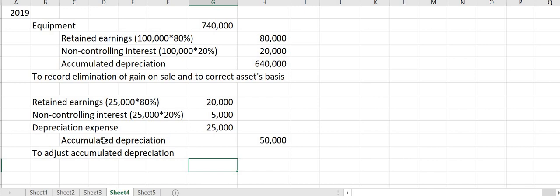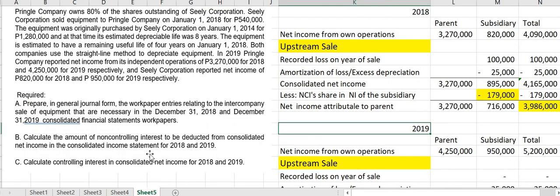Then, we'll debit depreciation expense for 25,000, yung excess depreciation natin for the current year. Okay? So, the second and the third requirement is to calculate the non-controlling interest and net income, and then the net income attributable to parent for 2018 and 2019.